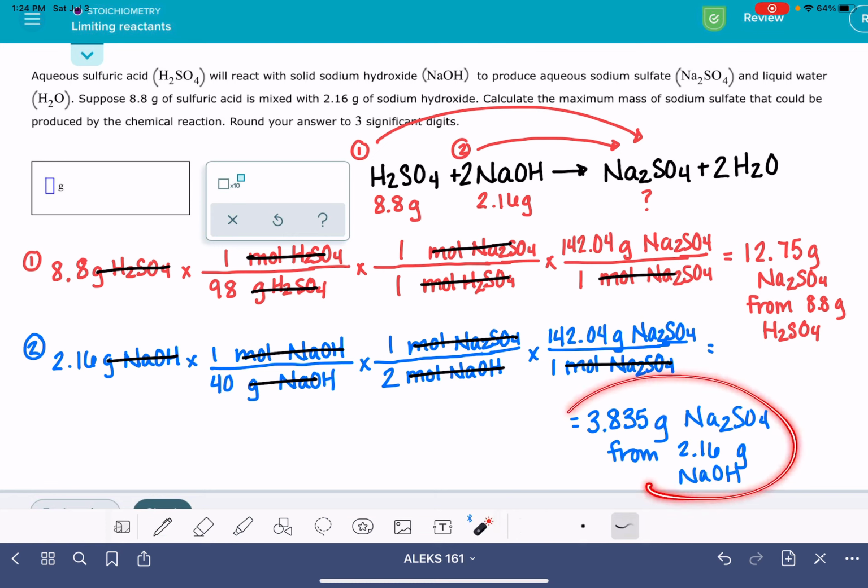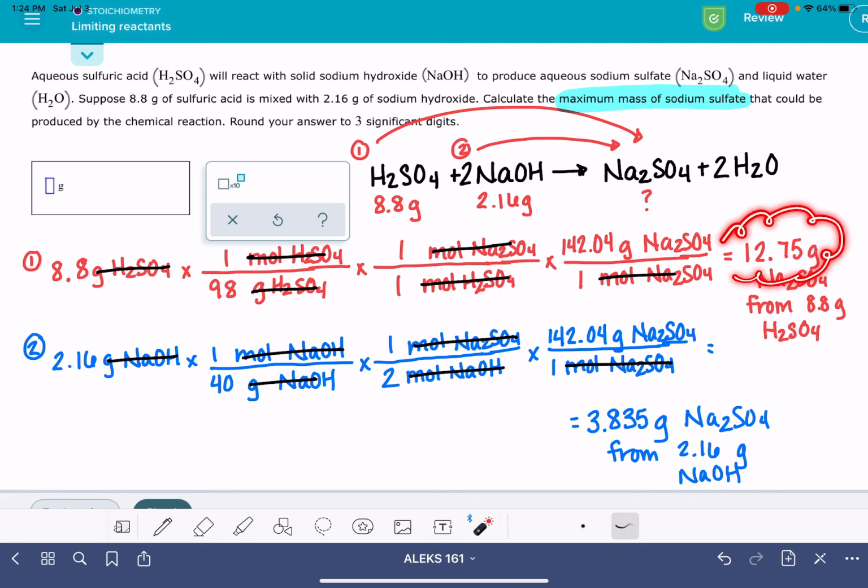So after we've done the calculation twice, we've come up with two numbers. Only one of them can be right. We have to decide which one is the answer to this problem. And this is where students get really hung up. The wording of the problem is saying, calculate the maximum mass of sodium sulfate. So logically, when people see maximum mass, their eyes are going to be gravitated to the larger number, 12.75. That's a bigger number. That must be the maximum mass.